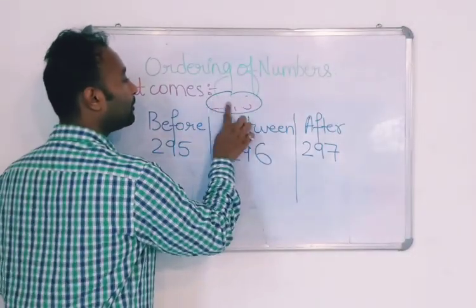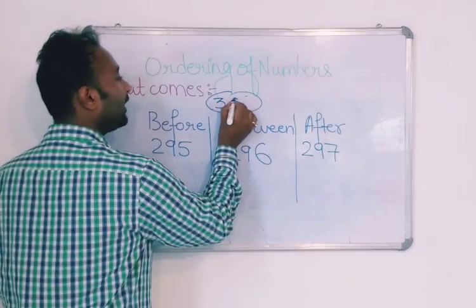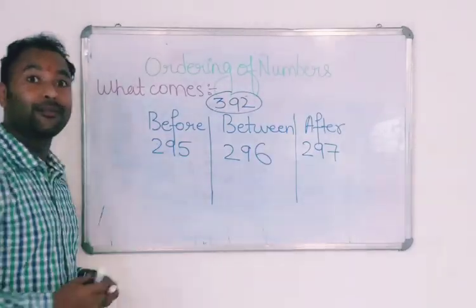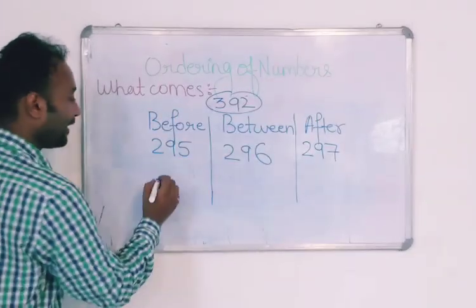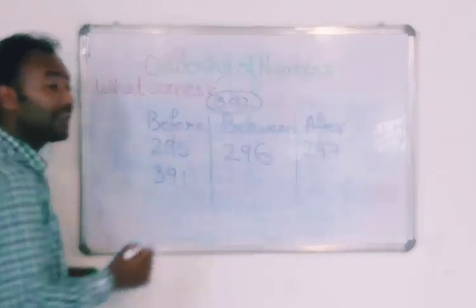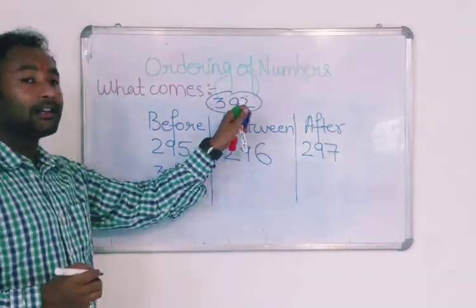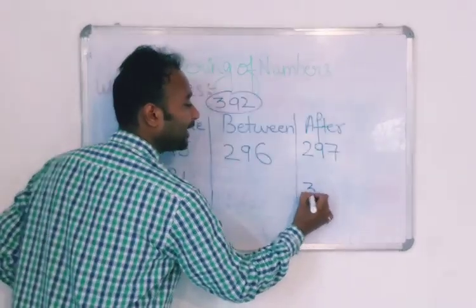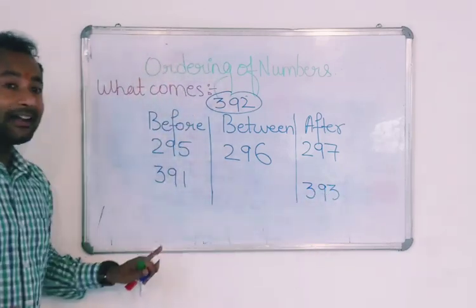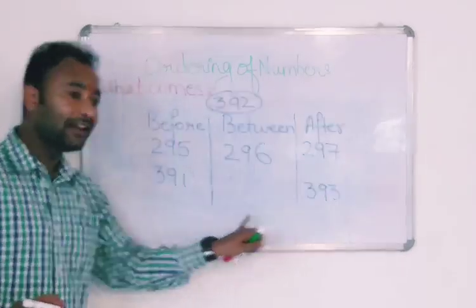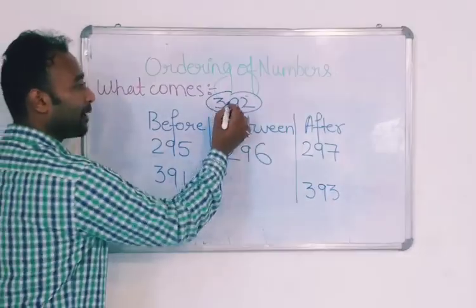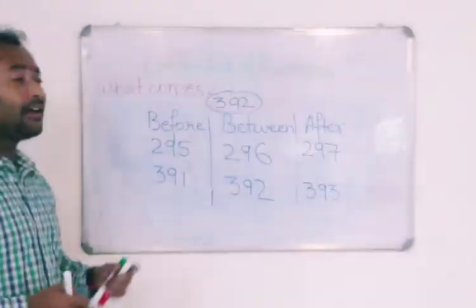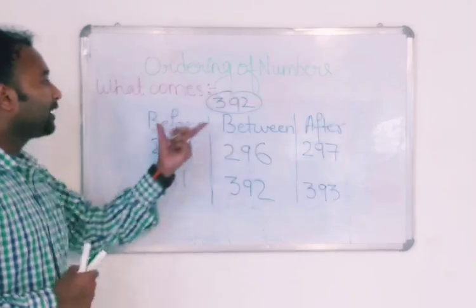Now here I am writing 392. Now can you please tell me what comes before 392? Very good. So the answer is 391. Now if I ask you what comes after 392, you will say 393. And if I ask you what comes in between, you will automatically say the number 392.